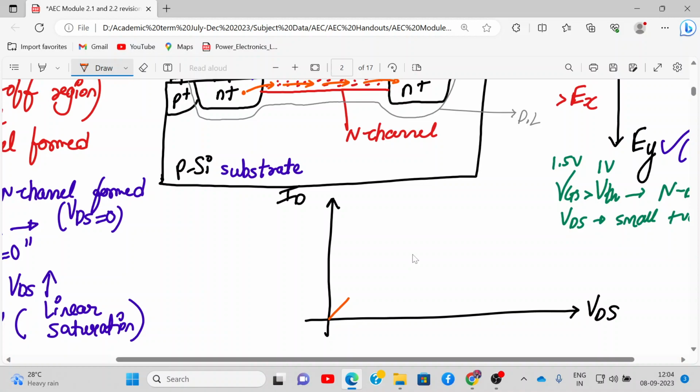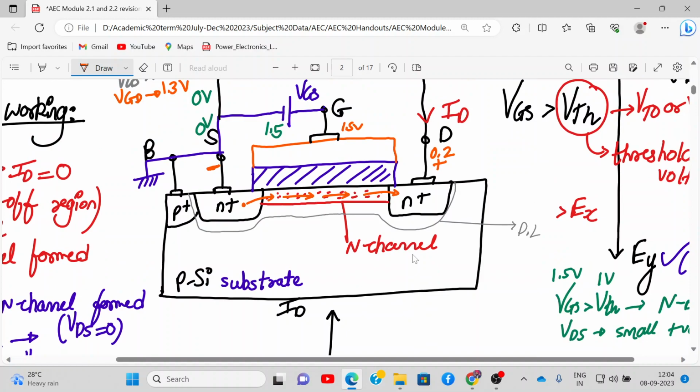At first it will increase linearly, a very small value, say VDS is 0.2 volt. So ID increases linearly with VDS because the conductivity of the channel is straight. Nothing else is happening. The electrons are going from the source region to the drain region via this N channel.